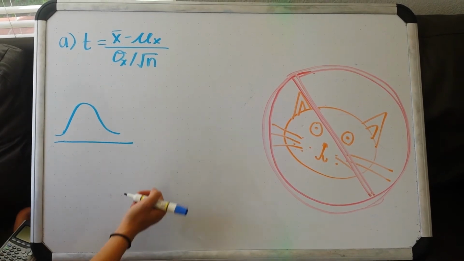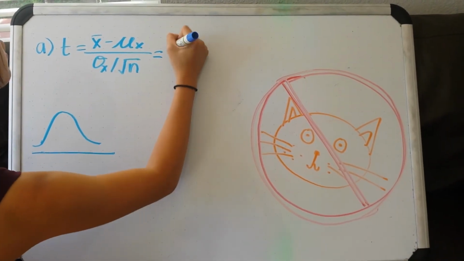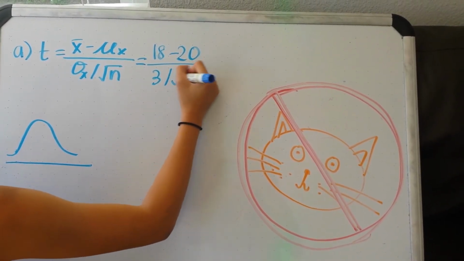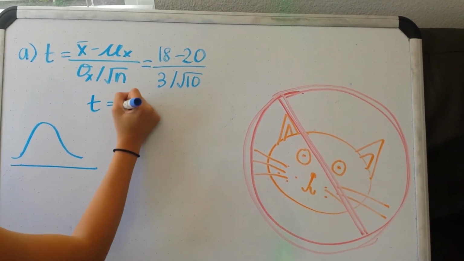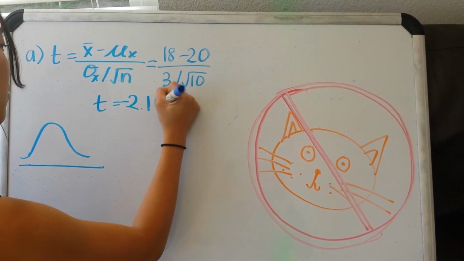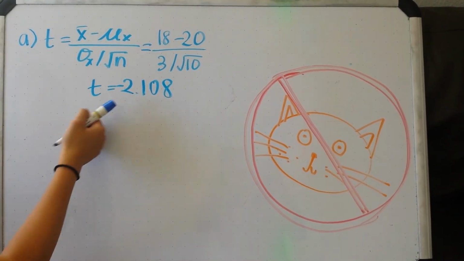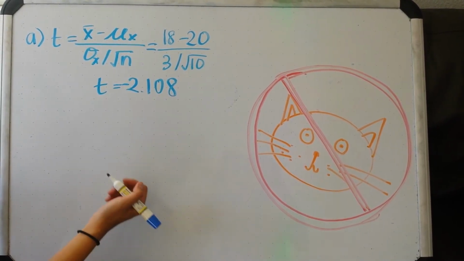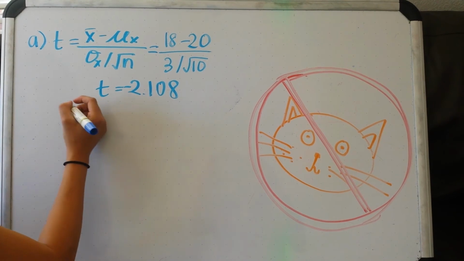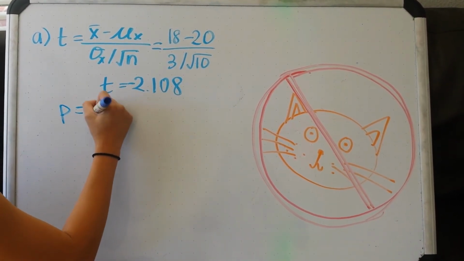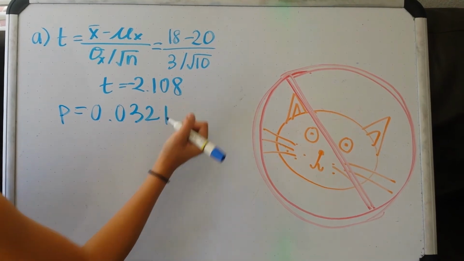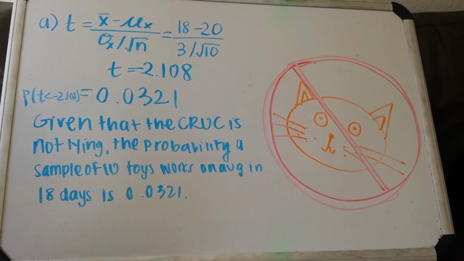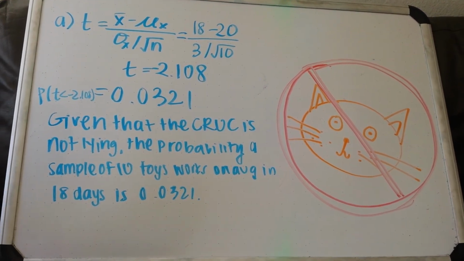Using the equation for t, we plug in our numbers. 18 minus 20 over 3 over root of 10. So we get a t-value of negative 2.108. So this means that we are 2.108 deviations away from the mean. If we use the t-distribution to find the probability of this occurring, we get probability equals 0.0321. So we end this question by saying, given that the CRUC is not lying, the probability a sample of 10 toys works on average in 18 days is 0.0321.